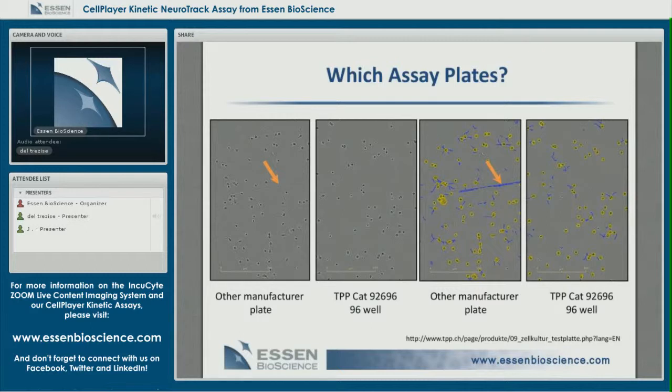In this slide, it's hard even to see by eye the scratch in the competitor manufacturer plate on the left-hand image, shown by the orange arrow. But you can see in the corresponding image, the third from the left, that the IncuSight algorithm, the NeuroTrack algorithm, sees that scratch as a neurite, and it quantifies and therefore overestimates the total neurite length in that field of view.